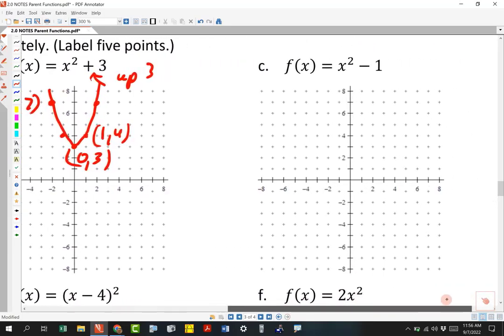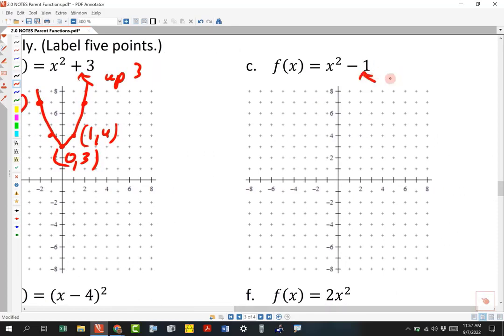Okay. Andy, what does this do? It lowers it by 1. Lowers it by 1. So I'm going to write down 1. We're just going to describe what happens here. We go down 1. So don't do every point. Take the vertex, and we're going to slide it down 1. It's going to be right here.